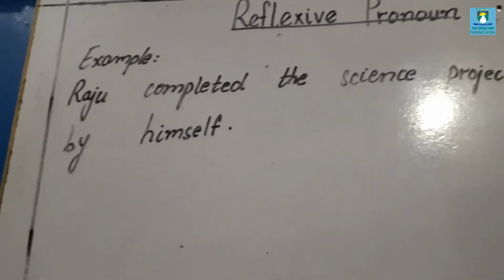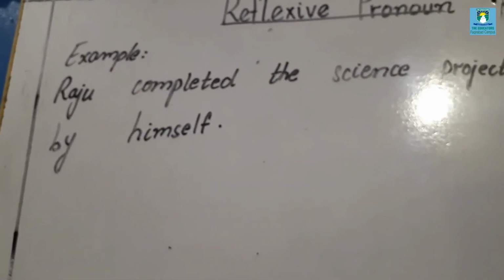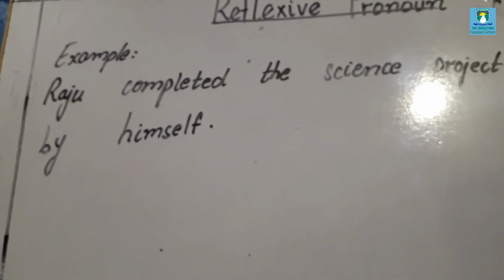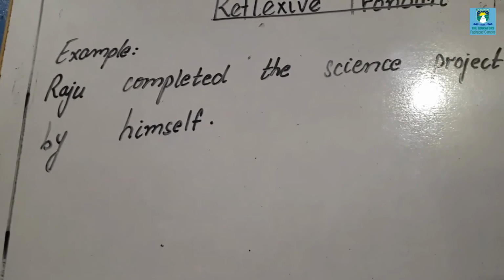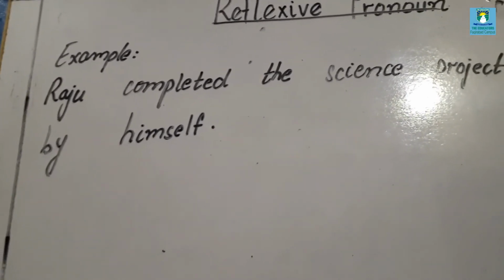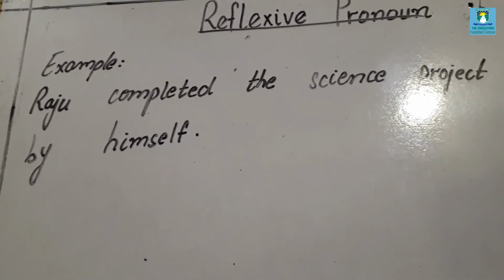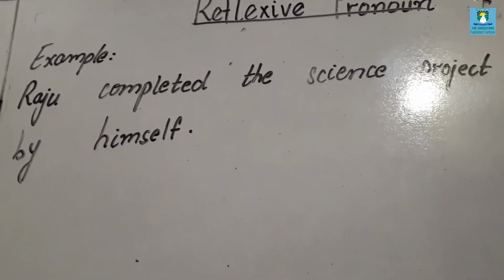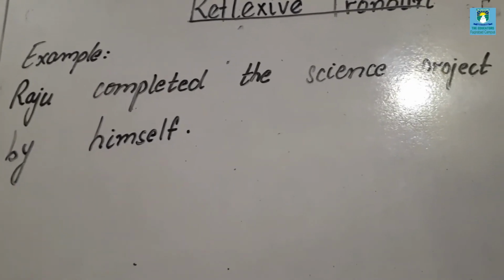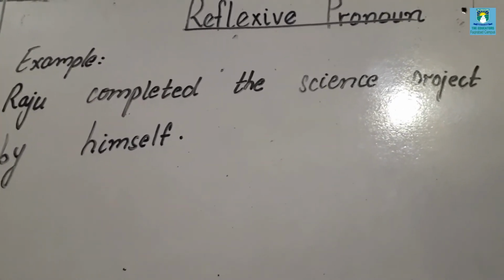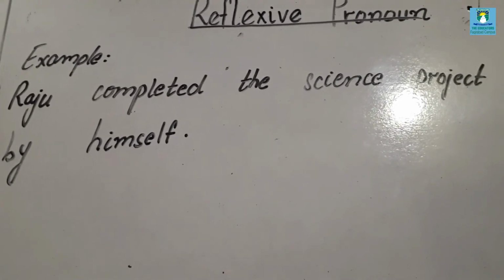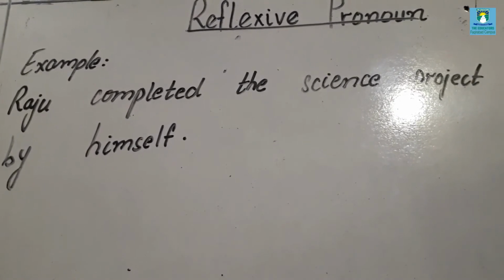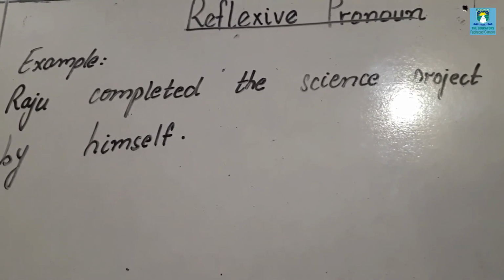Sometimes we also use reflexive pronoun to emphasize that someone did something alone or without any help from anyone else. When someone does something all alone and he or she does not take help from someone else, in that case we use reflexive pronoun, but we use the preposition by, okay. In that case, while using reflexive pronoun, we will use the preposition by along with it. So here I have brought an example. Raju completed the science project by himself.